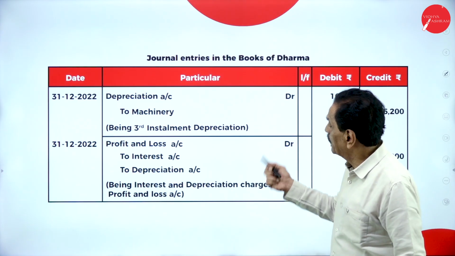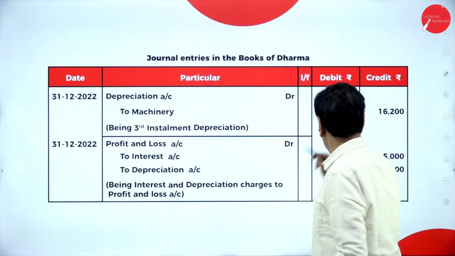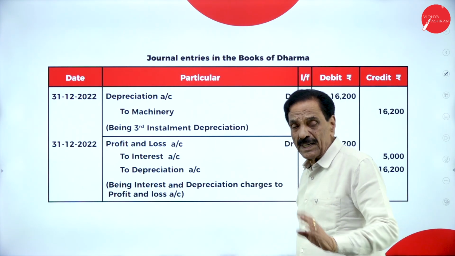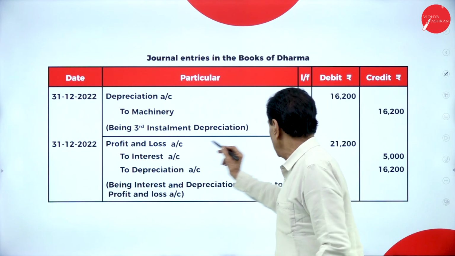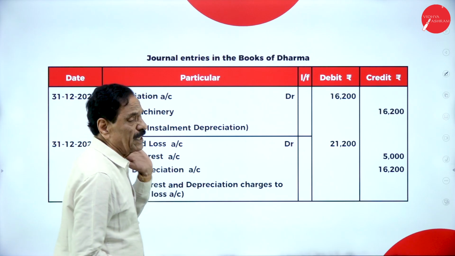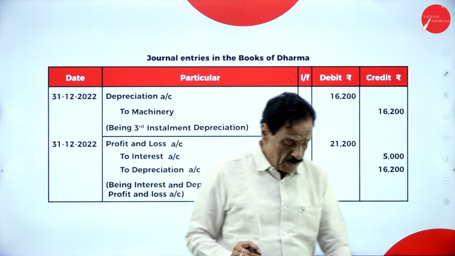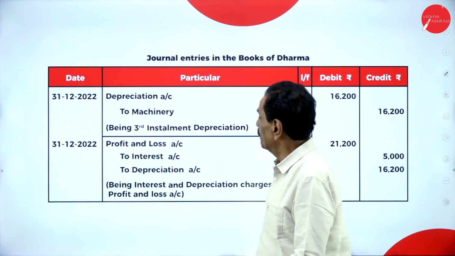Then depreciation of that year. Depreciation account debtor 16,200 to machinery account 16,200. Transfer entry. Profit and loss account debtor to interest account, to depreciation account. Very, very simple entries. So 15 marks question. I can go with the revision, the first one.